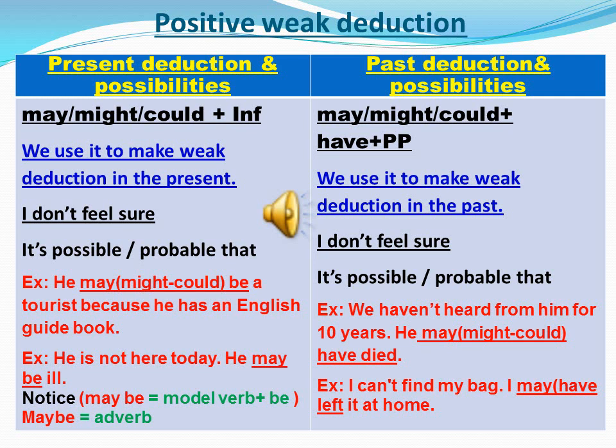In the second example, he is not here today. He may be ill. I don't feel sure he is ill. It's possible he is ill because he isn't here today. But note: may plus be equals modal verb plus be, and maybe is one word. It's an adverb. So we can use may or might or could plus infinitive for possibilities in the present.